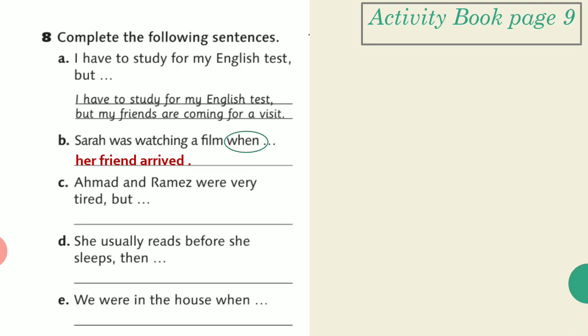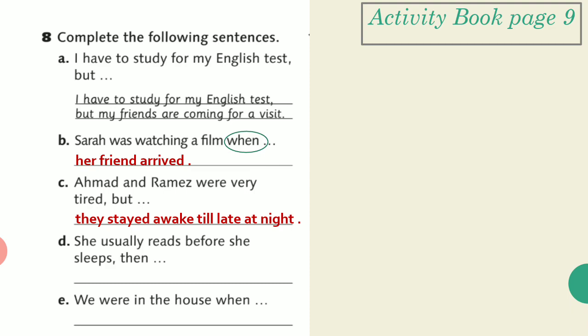Ahmed and Rames were very tired, but. Again, we used but, so we have to put something that is unexpected. So the expected thing when Rames and Ahmed were tired is that they went to sleep, for example. Because we used but, we have to put something that is unexpected. For example, we can say Ahmed and Rames were very tired, but they stayed awake till late at night.